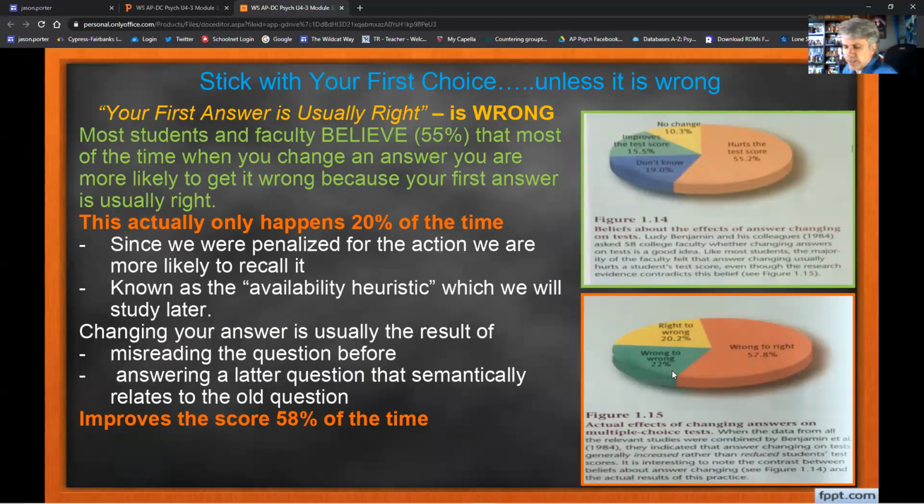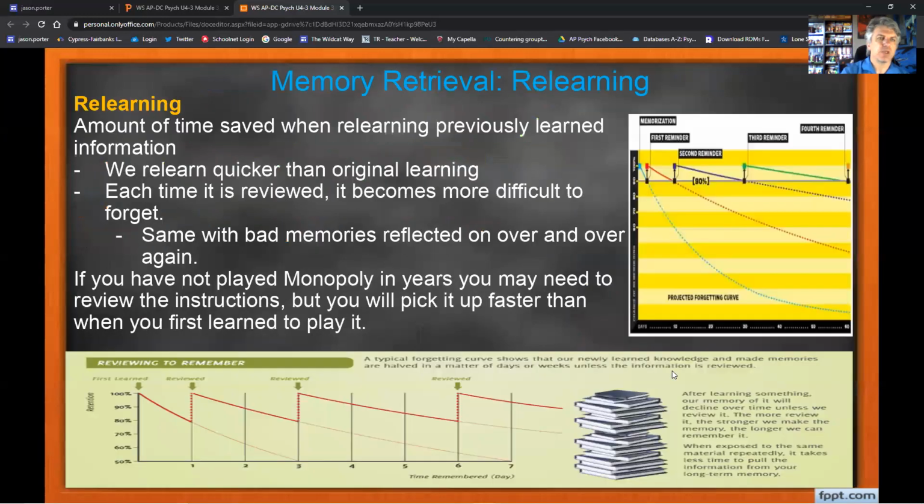This is also why, when you go back and look at your test, some people are afraid to change their answer, because they remember every time they changed their answer and got it wrong. We don't recall the times we changed our answer and got it right, because that just seemed to make sense. But when you had it and then you lost it, it tends to be a more vivid memory. And as a result of that, we tend to remember those events.